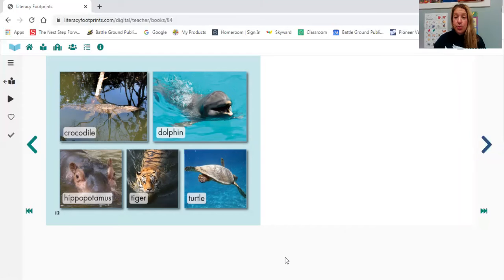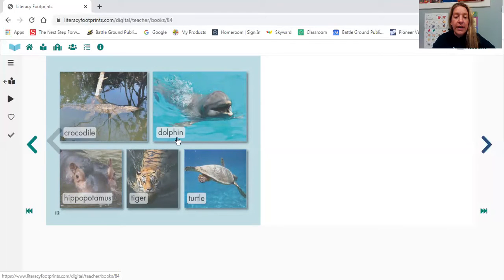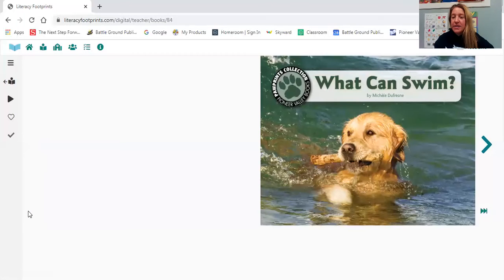Now this is our very last page in our text, and this is a nonfiction text, which means that it's true. We're going to learn something from this book, and we're going to learn about different animals that can swim. This is called a glossary, and it gives us the different animals that we have read about in our story. And so I can see here that we have a crocodile, a dolphin, a hippopotamus, a tiger, which was so surprising to me, and a turtle. So those are all the animals that we are going to read in this text, What Can Swim?